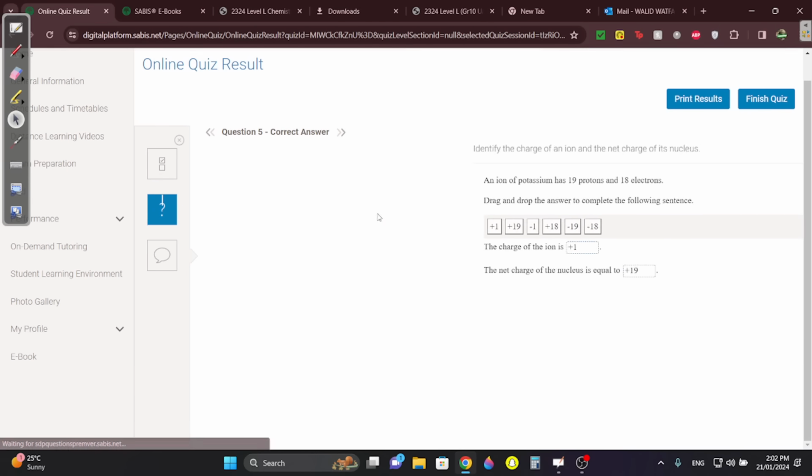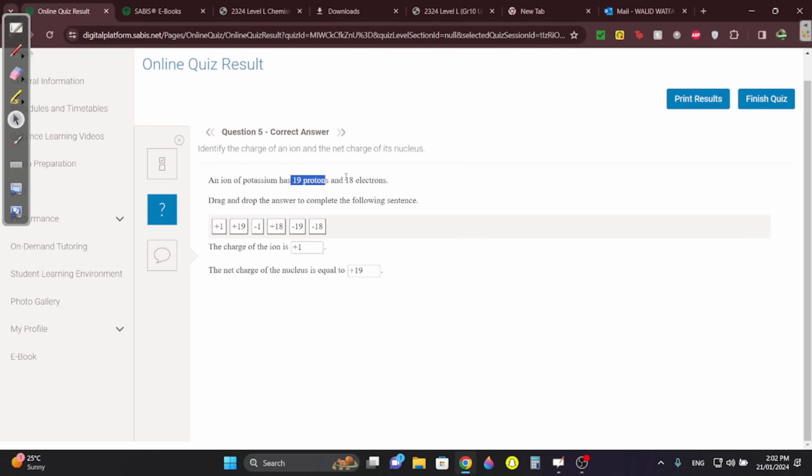Part C. Question 5. 19 protons, 18 electrons, so plus 19 minus 18 equals plus 1. What is the nucleus? The nucleus only has protons. The nucleus will always be positive. It has neutrons too, but you don't count them because they have zero charge. So how do you know the charge of the nucleus? You only count the protons. Since we have 19 protons, it will be plus 19.